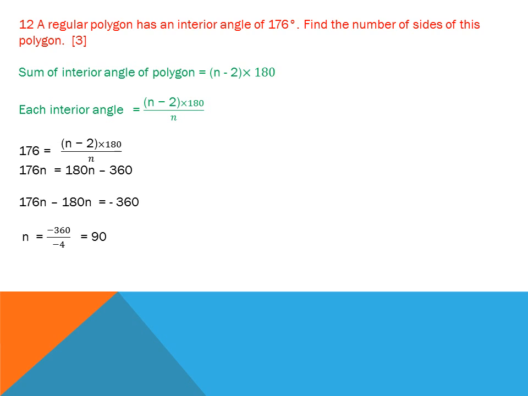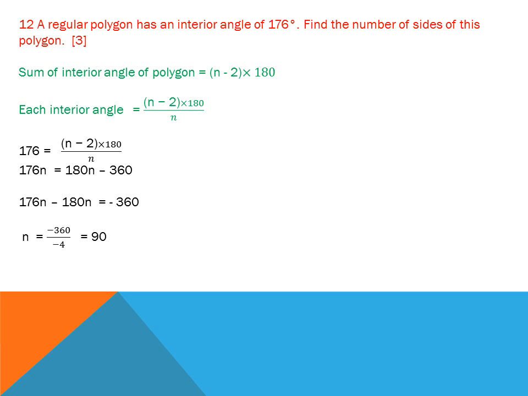In question number 12, a regular polygon has an interior angle of 176 degrees. Find the number of sides of this polygon. 3 marks. Sum of interior angles of a polygon. Here is a formula to find the sum. Sum means the total sum of all the angles: n minus 2 into 180, where n is the number of sides. For each interior angle, the sum is divided by n, the number of sides.